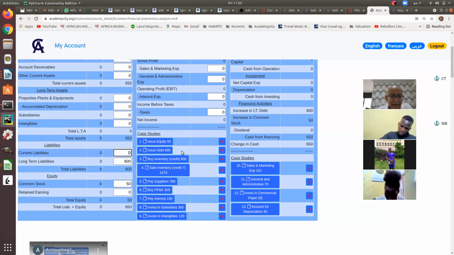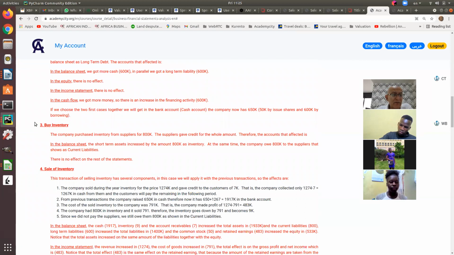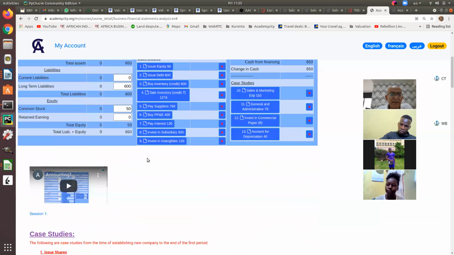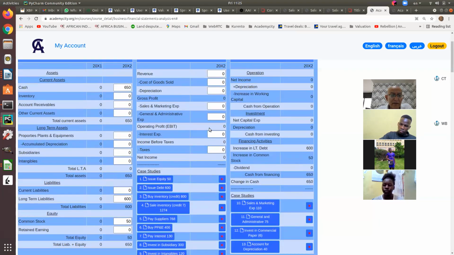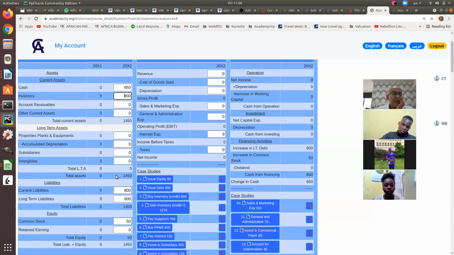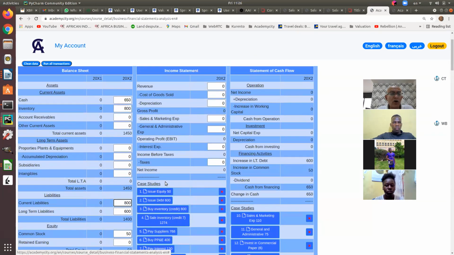If we click on the third button, and if you read the description, and you should, as I asked you last time, buying inventory from suppliers on credit, the effect of it on the three statements, let's see. As we said before, I clicked, and inventory went up by 800, liabilities went up by 800. Please pay attention: no effect on the income statement. I'm skipping for now the statement of cash flow.